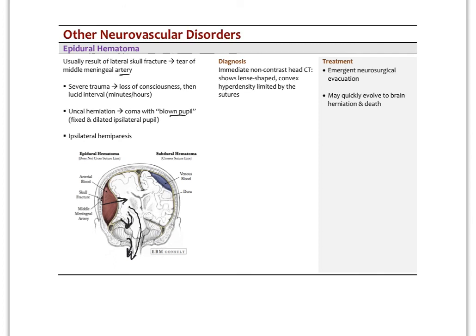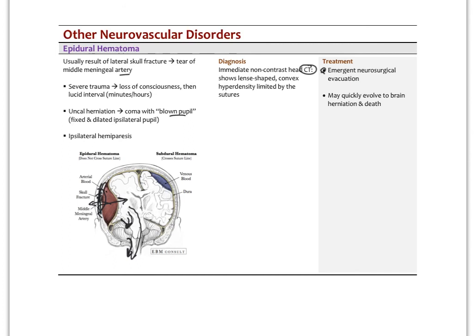Again, non-contrast CT is going to show us characteristic signs: a lens-shaped convex hyperdensity, limited at the sutures of the skull. And this needs emergent neurosurgical evacuation. They're going to need to remove that skull and all those skull fragments and then let the pressure drain. And then usually they'll have to put something over that to cover it, obviously. But that will resolve all the immediate increased intracranial pressure symptoms.